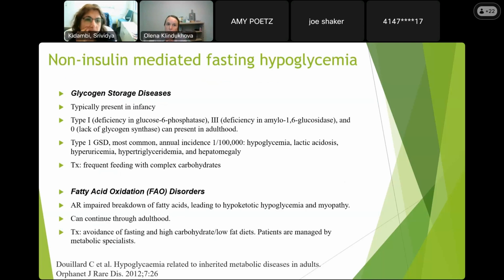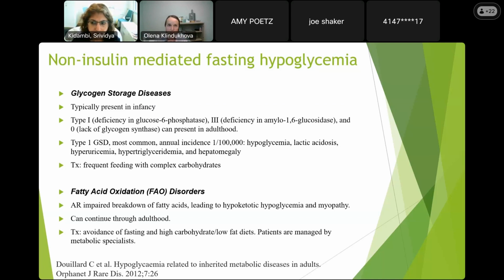Okay, so we're going to go ahead and move on to the second column, fasting hypoglycemia that is non-insulin mediated. Again, I'm not going to cover common conditions that we see frequently in the hospital consult, but the one I would like to highlight would be glycogen storage disease. It typically presents in kids, and pediatric colleagues typically diagnose those, but type 1, type 3, and lack of glycogen synthase can present in adulthood as well.